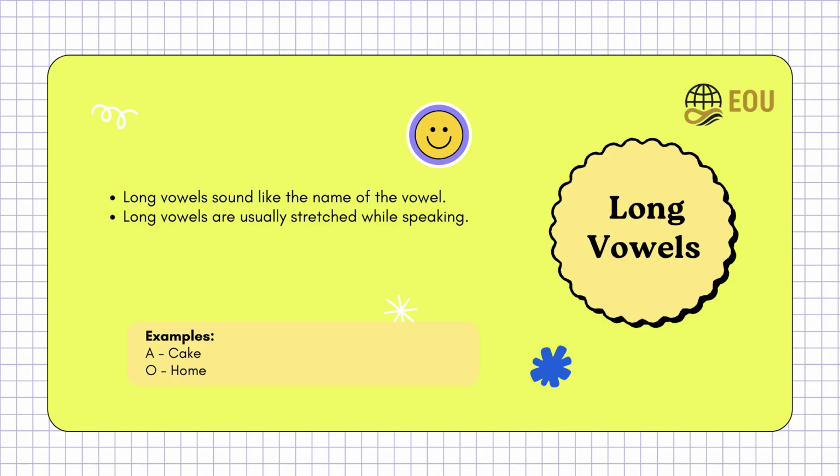Now let us learn about long vowels. Long vowels sound like the name of the vowel itself. These sounds are usually stretched while speaking. For example, A in cake, O in home. Listen carefully: cake, home. Notice how the vowel sound becomes longer.